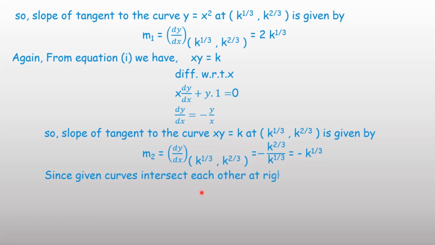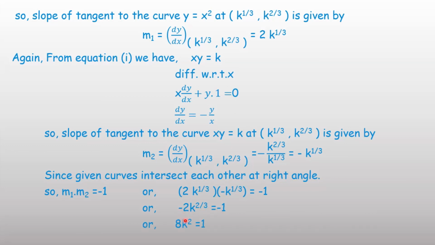Since the curves intersect each other at right angle, therefore the product of slopes, m1 into m2, equals minus 1. Put the values of m1 and m2: minus 2 k power 2 by 3 equals minus 1. Minus cancels out. Cube both sides, so 2 cube is 8 and k power 2 by 3 whole cube means k square equals 1 cube, 1, and you are getting the required result.